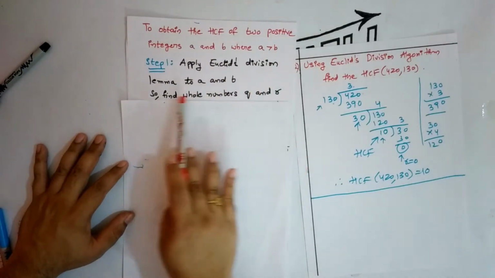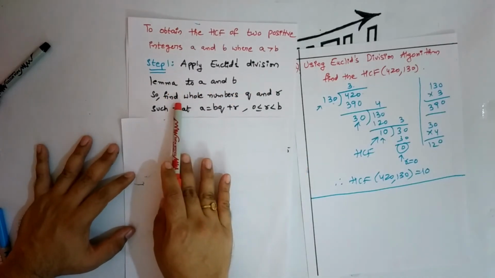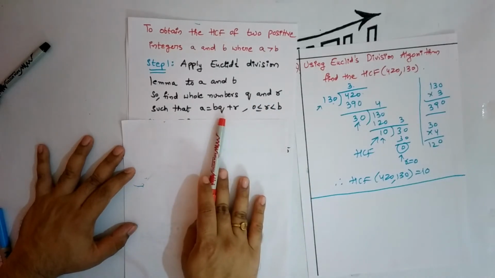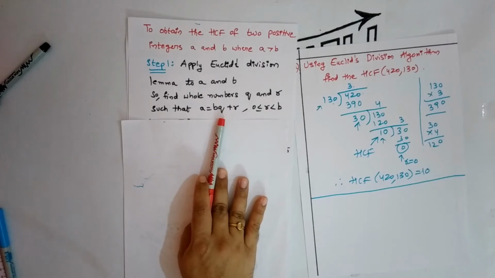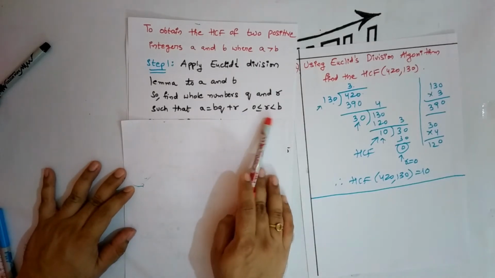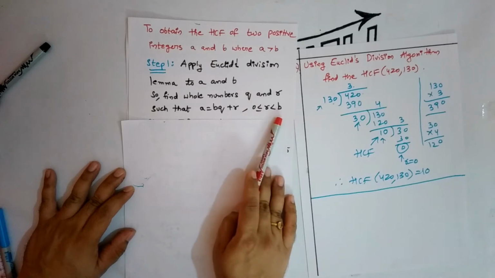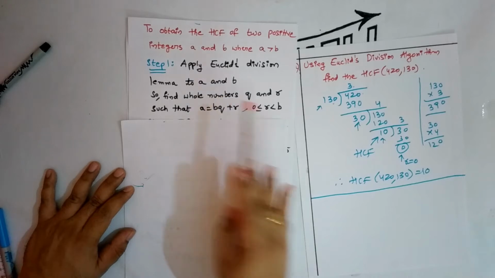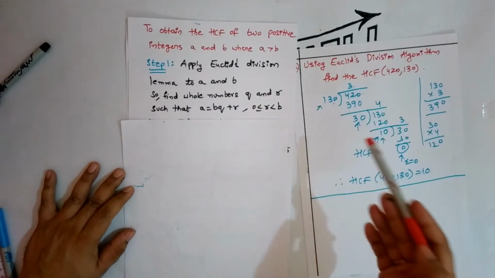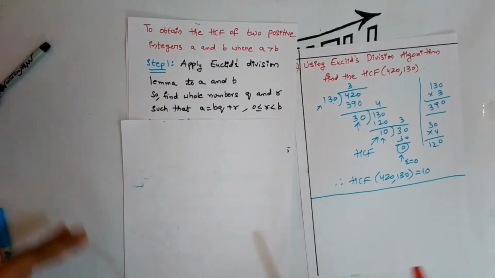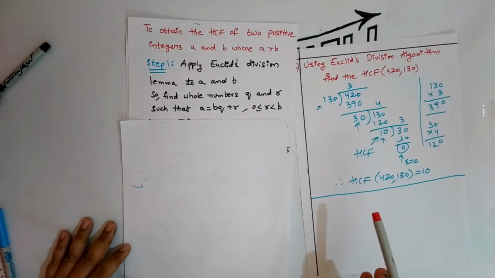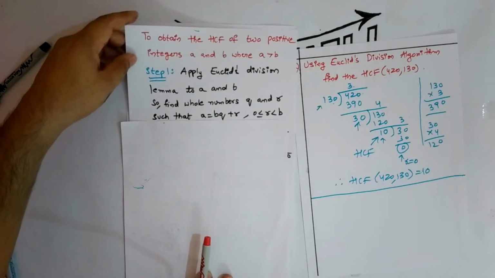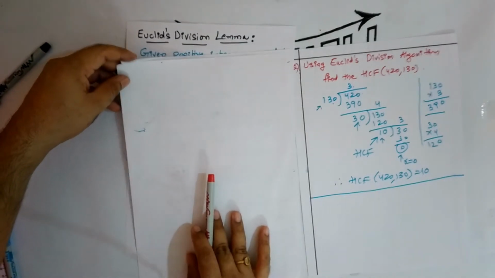Apply Euclid's division lemma to a and b. So find whole numbers q and r such that a equals bq plus r. Q is nothing but the quotient and r is the remainder, such that r is greater than or equal to 0 and r is less than b. So what is applying Euclid's division lemma? Did we apply it here? Actually, we have applied Euclid's division lemma, but we don't yet know that we have. So we will explicitly apply it, and learn how to do that here.